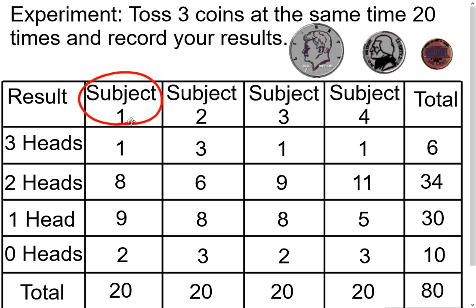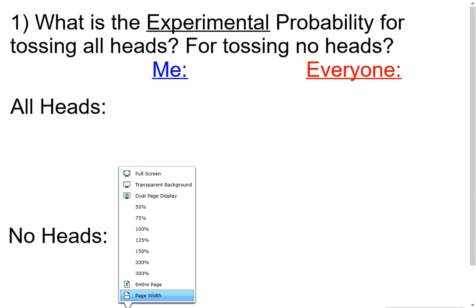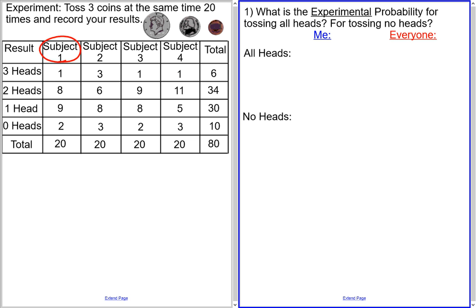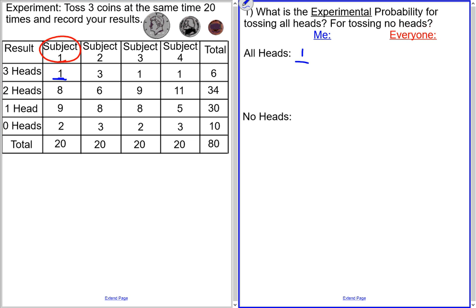Now I'm going to use those results as I move forward, because I want to look at what's the experimental probability for tossing all heads. And I'm going to look at it for me. Now, so I can see both, I'm going to split my page here. There we go. So I look over here and I go, well, probability of all heads, that only happened 1 time for me. So I have 1 out of 20, which would be my probability.